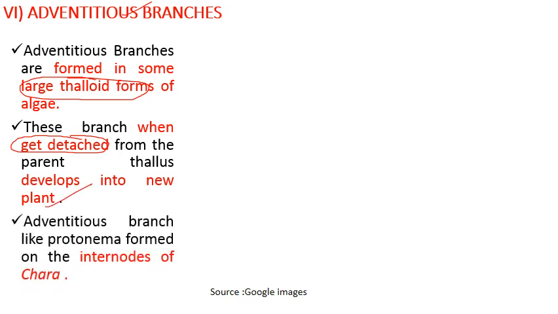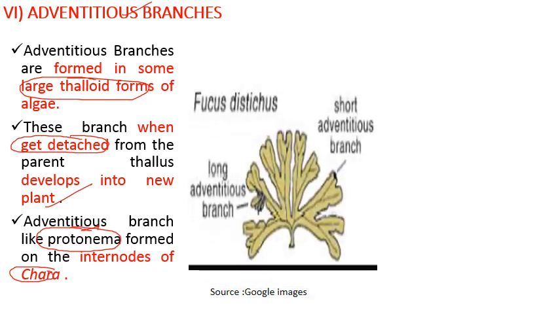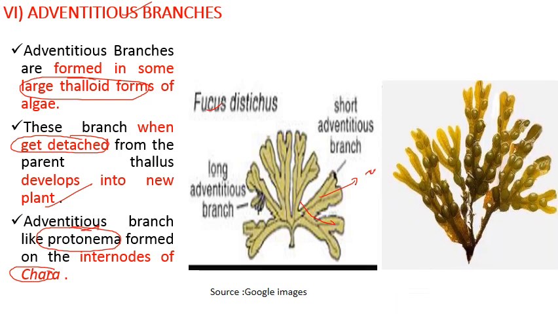So adventitious branches, like Protonema. Protonema is a developmental stage which is found in the case of bryophytes. So this is formed on the internodes of Chara. Like we have this one, that is Fucus distichus. The branches here detach and this branch can give rise to a new individual thallus. So this is the original photograph of this Fucus distichus. These are examples, that is Dictyota and Fucus. They show vegetative reproduction with the help of these adventitious branches.